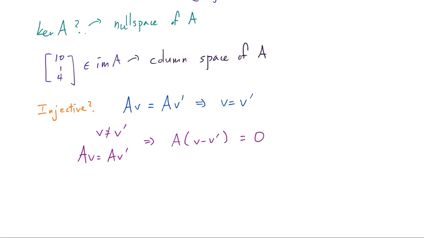And since V and V prime are not the same, we know this thing is a non-zero vector. So what this is telling us is that the dimension of the kernel of A is strictly positive. You have more than just the 0 vector in the kernel. And of course, the converse is true.